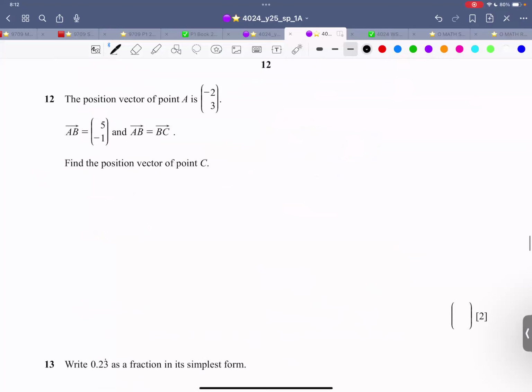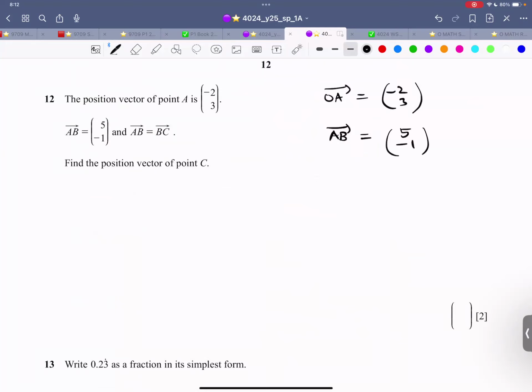Let's move on. Question number 12. The position vector of A is this. So OA is (-2, 3). AB is (5, -1). AB and BC are the same.